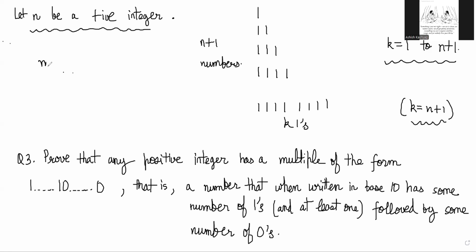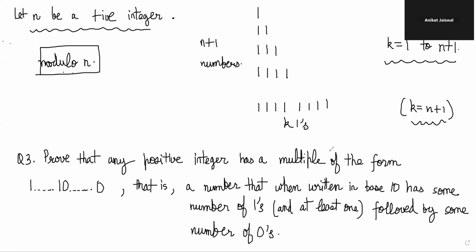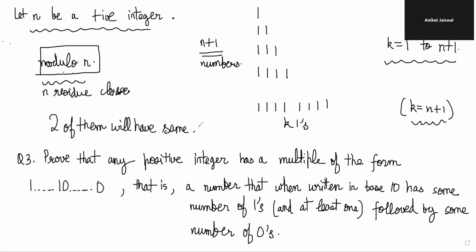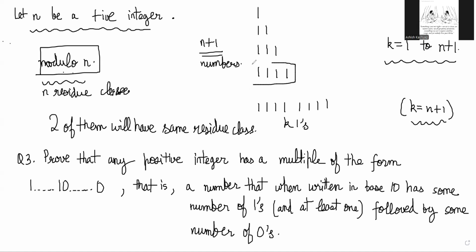And we'll think of all of them modulo n. If you think of all of them modulo n, then there are n plus 1 pigeons and n holes, the residue classes. So two of them will belong to the same hole, the same class. Two of them will have the same residue class. Then you take the difference of any two of them.